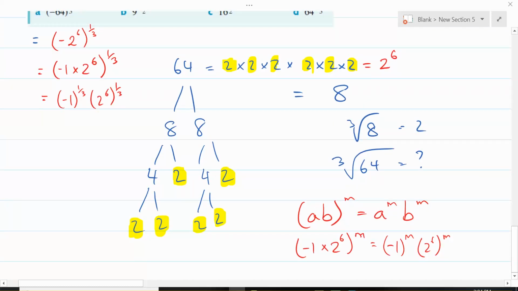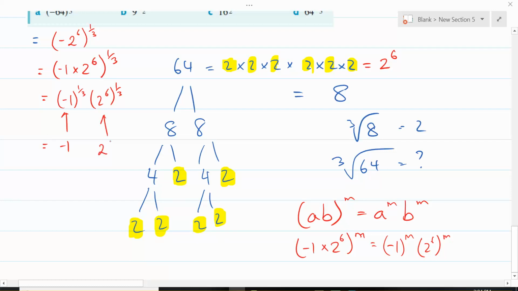Okay, so I'm just using your index law. You do negative 1 to the power of a third, times 6 to the power of a third. So you can multiply the powers using your fifth rule. And you know that negative 1 to the power of anything is going to be itself. It's like 1 to the power of anything is going to be itself. Or another way of thinking about it is the cube root of negative 1 is negative 1. So this now becomes negative 1.